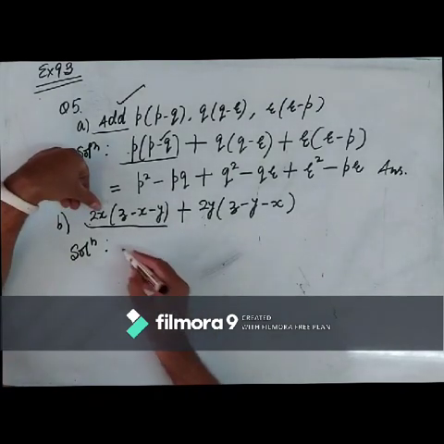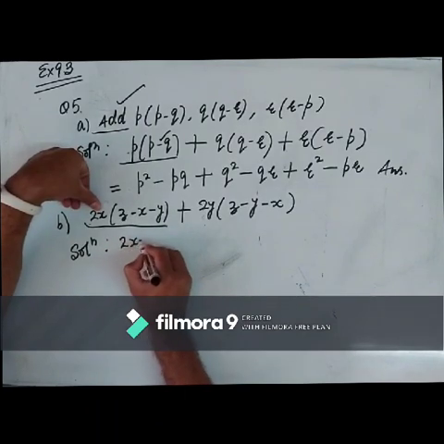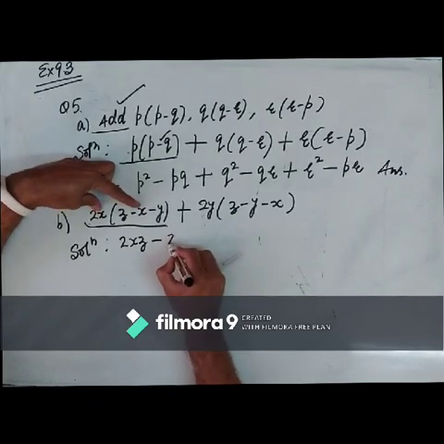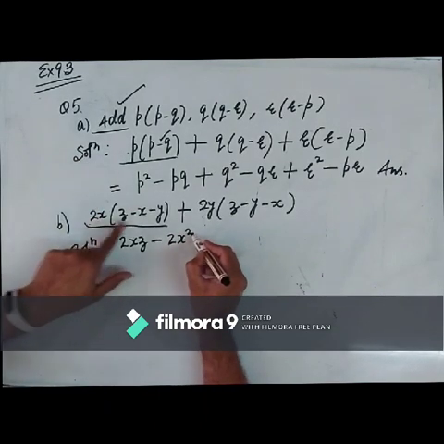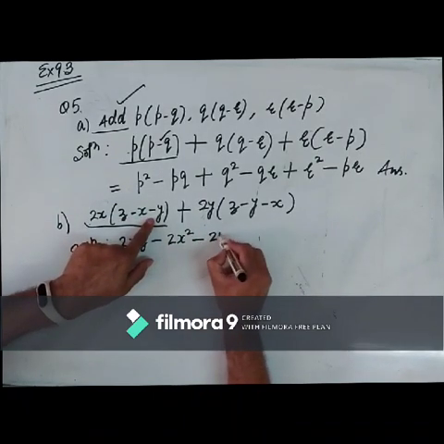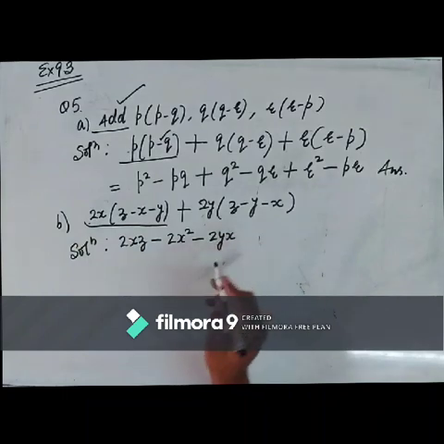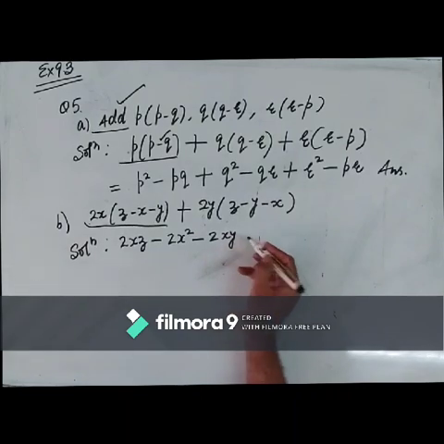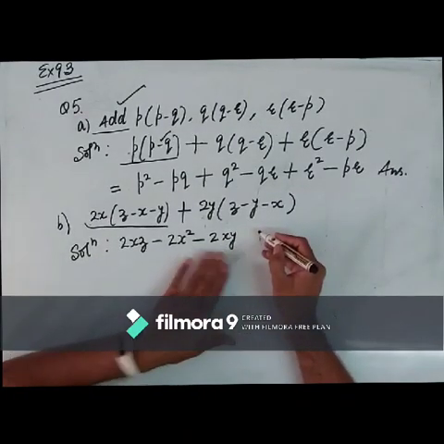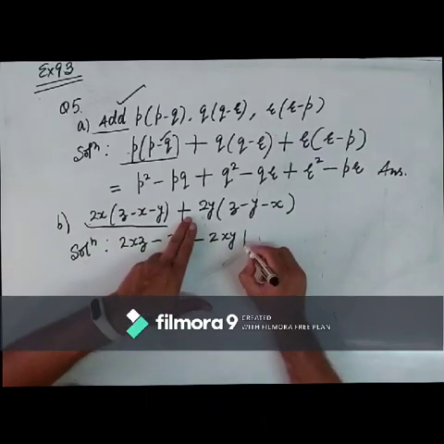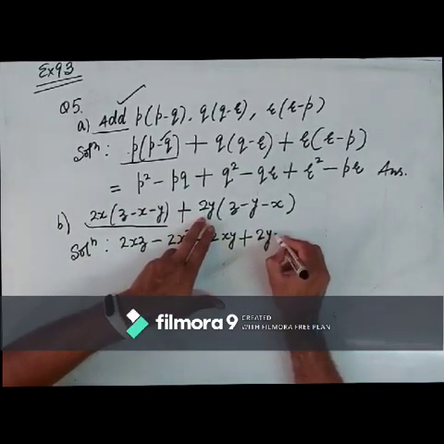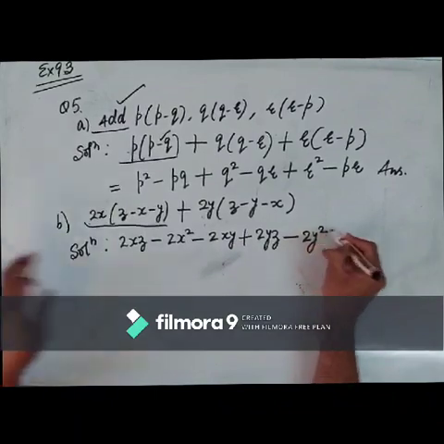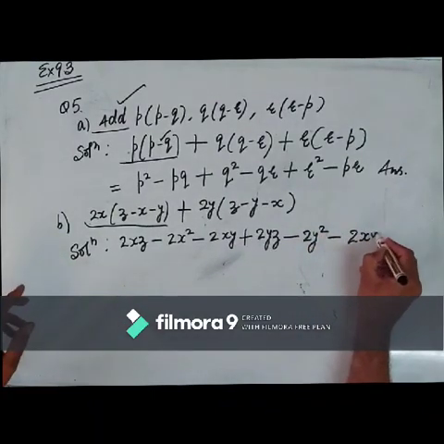So first one is 2x into z, this is 2xz, you can write 2zx also. This is minus 2x square, and 2x into minus y, this is minus 2yx, or you can say this is 2xy. So x and y are little bit too aesthetic in writing, so 2xy. So plus 2yz, and minus 2y square, and minus 2xy again.